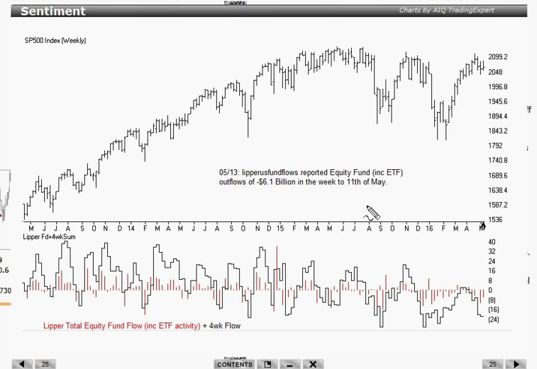This one, the Lipper US fund flows. They reported equity fund, including ETF, outflows this week, the week to the 11th of May, at a negative 6.1 billion. The 4-week flow in black here is at this level, which is relatively low. The last two important market lows have come with that 4-week flow number lower than it is currently.